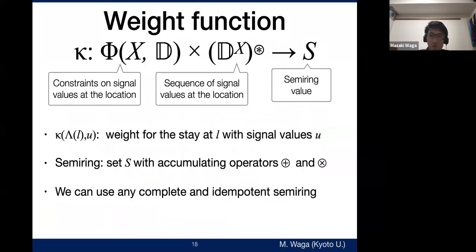And this weight function is a function from constraints on the signal values at the location, and this is the sequence of the signal values which we observed at that location. And given these two pieces of information, the weight function assigns a semiring value, which is the weight of the transition from a location which is labeled with these constraints.